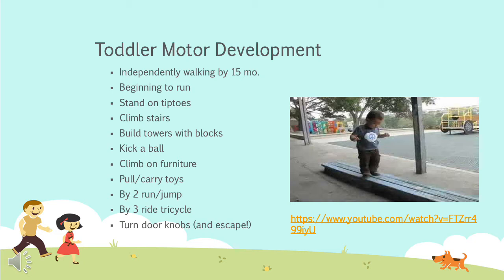They will run and jump starting at age 2. And then by age 3, they can usually start to ride a tricycle, so a three-wheeled bicycle. They will also learn the fine motor skill of being able to turn a doorknob. This is when you start to hear stories of how a toddler escaped from the house at night and was wandering along the street because the safety cover over the knob wasn't installed soon enough.